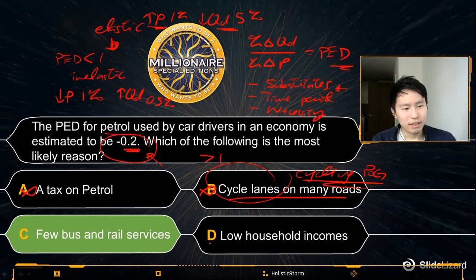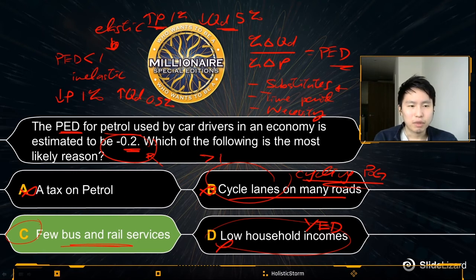And then D, low household incomes, this isn't to do with the price elasticity. This is to do with the income elasticity. So we can ignore that one. So as a result, it's got to be C. If there are fewer bus and rail services, then there will be fewer alternatives for people and they need to rely on petrol even more. So that's why it would be more inelastic. Even if you decrease the price by a lot, or increase the price by a lot, you would still rely on petrol.